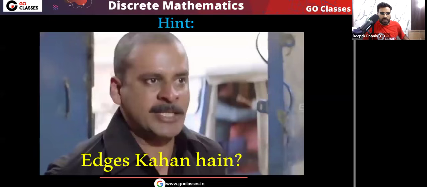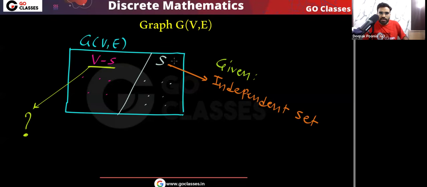Let me give you a hint. Where are the edges? If this subset of vertices is an independent set, then where are the edges? The edges cannot be in this area. We cannot have this type of edge, because this subset of vertices is an independent set. So these are pairwise non-adjacent, and there is no edge in this area.